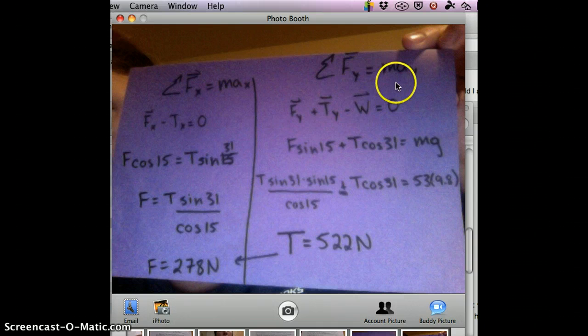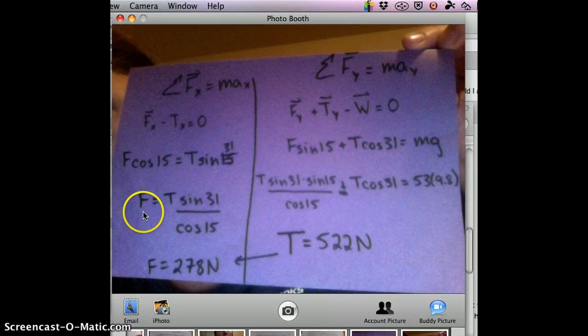So in the y direction, we have the sum of the forces in the y equals may. Fy and Ty are both up, so they're positive vectors. The weight is straight down, so it's negative. Again, there's no motion in the y direction, so this is 0 again. So go ahead and get rid of our subscripts of y and instead write F sine 15 plus T cosine 31 equals mg. Now really we're done with the physics part, and this becomes an algebra problem, a simultaneous equation.